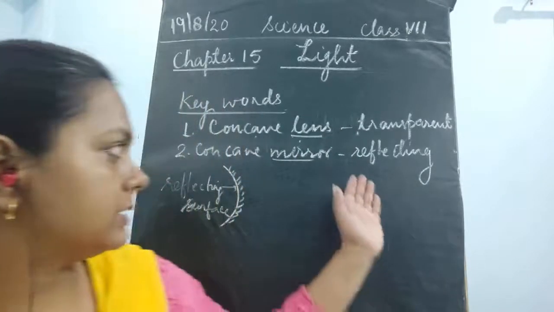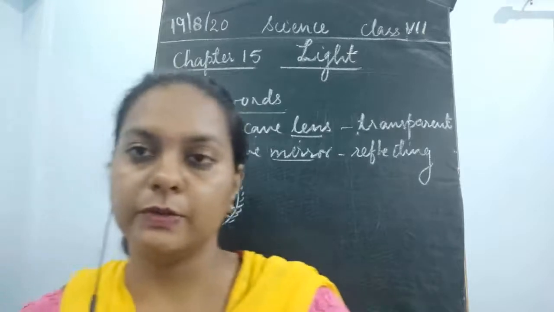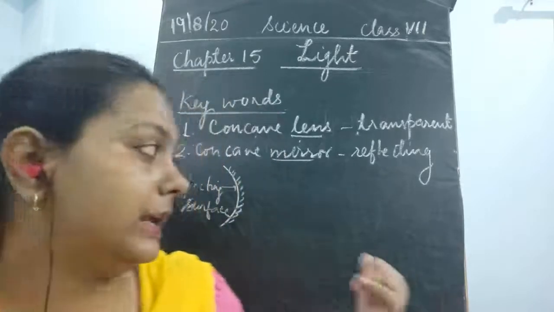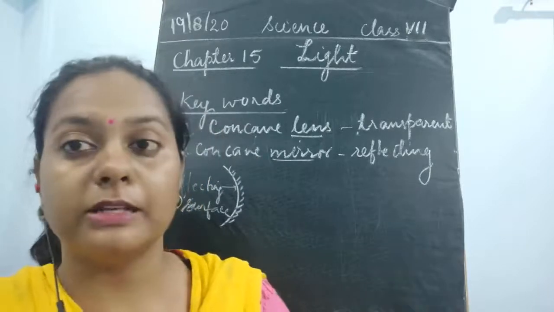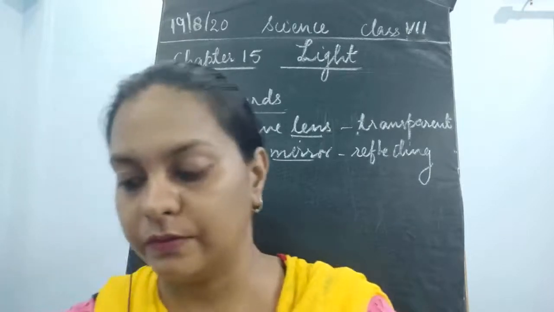Why is it a mirror? Because it has a reflecting surface which is shiny in nature, and plain in nature, even though it is curved. Although it is curved, it is still a plain surface, not a rough surface.